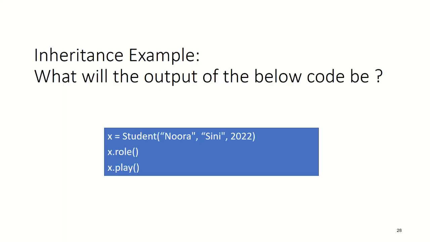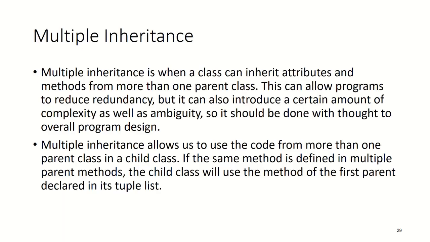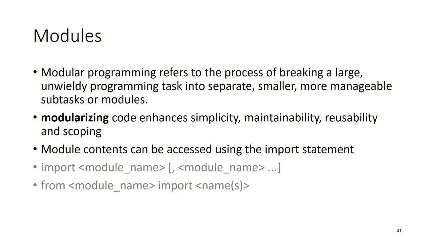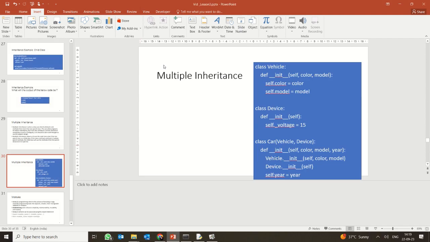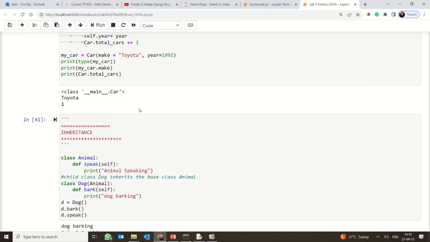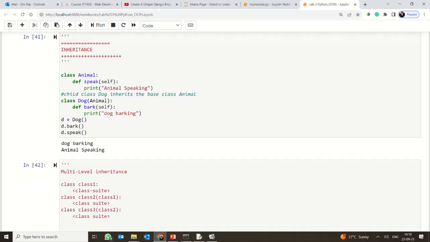And yeah, now we will see certain examples. And the other thing is something called multiple inheritance. So multiple inheritance means that you can actually inherit from multiple parents. Okay. And yeah, so we will see some examples here. Now again going back to the inheritance here in the notebook.